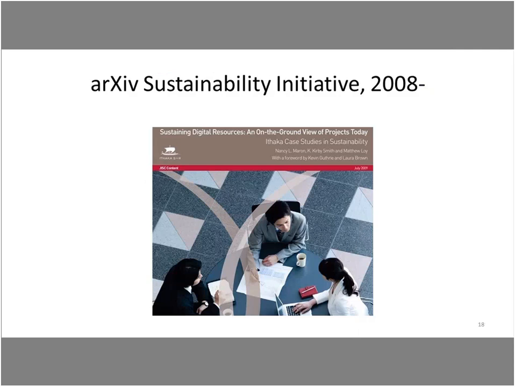Therefore, what we called the arXiv Sustainability Initiative, the core goal was to develop a sustainability model. A part of it was organizational and governance, and of course an important part was financial. And actually during this time Ithaka S+R started publishing case studies on sustainability, and we definitely built some of the lessons learned from these case studies.